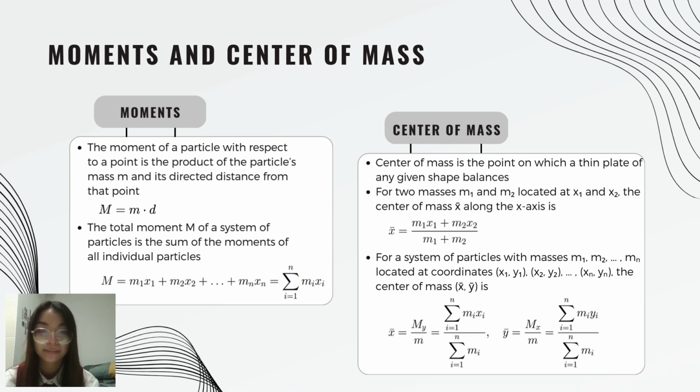total mass. This is the same for a system of particles with masses of m1, m2 up to mn located at the coordinates x1, y1, x2, y2 up to xn, yn. So the center of mass for x bar is the total moment about the y-axis divided by the mass, while for y bar, it is the total moment about the x-axis divided by the mass.